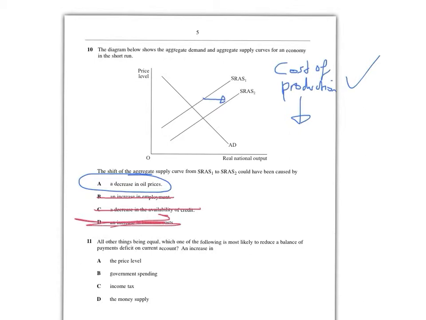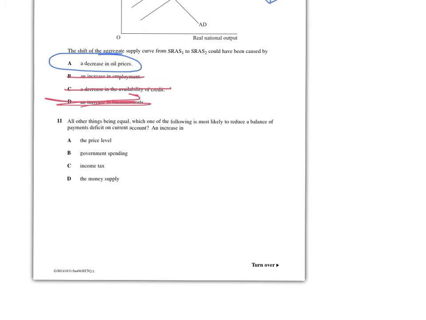Okay. Number 11. Right, let's get rid of the first bit. First of all, all things being equal. Okay, which of the following is most likely to reduce the balance of payments deficit on the current account? Now remember, a balance of payments deficit is when you're importing more than you're exporting.